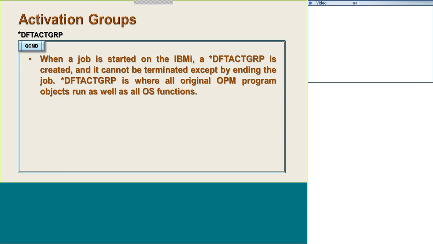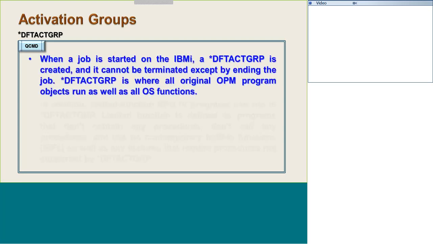The default activation group, or DAG as people like to call it, it's a little bit acronymish, is where all your OPM program objects run, as well as all the operating system functions. The entire operating system operates in the DAG, default activation group. And your OPM programs, which are those that occurred before, I'm not sure whether it was RPG 3 or RPG 2, they all run in the default activation group. In fact, they are non-ILE type programs, and therefore they run in the default activation group and are not able to run in any other activation group.